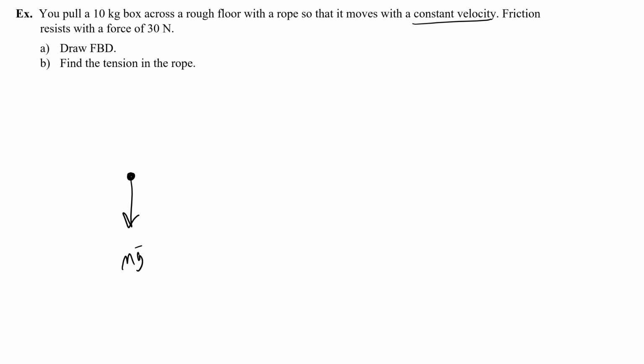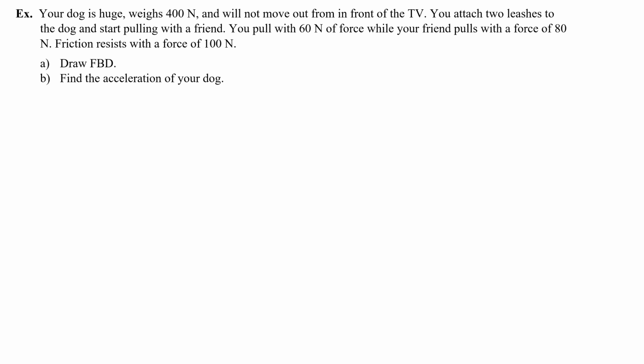The weight is down, the normal force is up, they're balanced. Tension is to the right, and friction is to the left. You might ask, why did I draw tension and friction the same length? Well, constant velocity tells me that those forces are balanced. And if the friction is 30 newtons, then that means the tension is also 30 newtons.